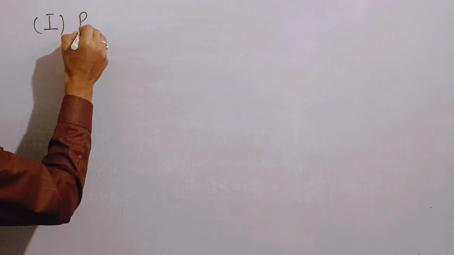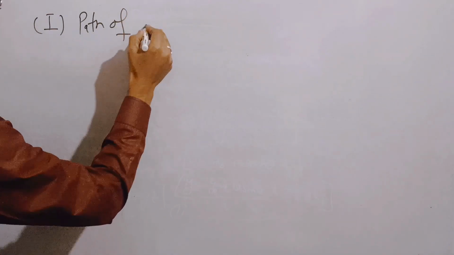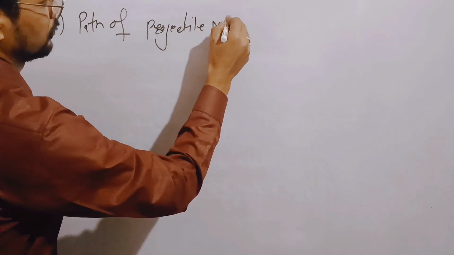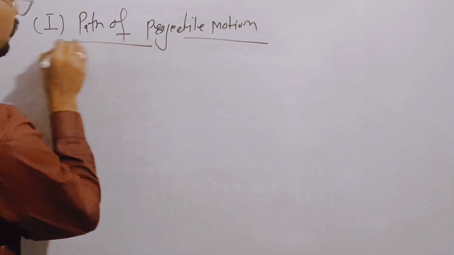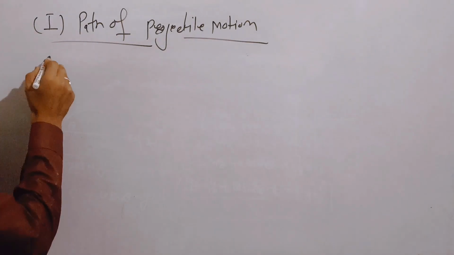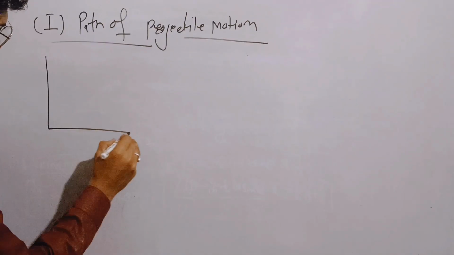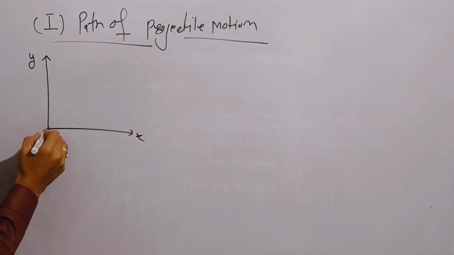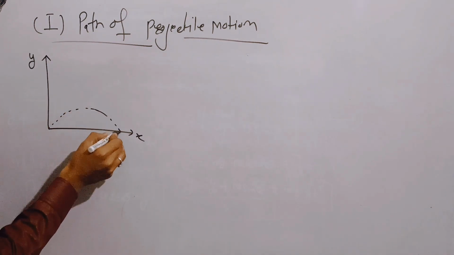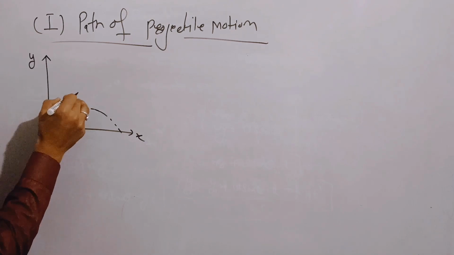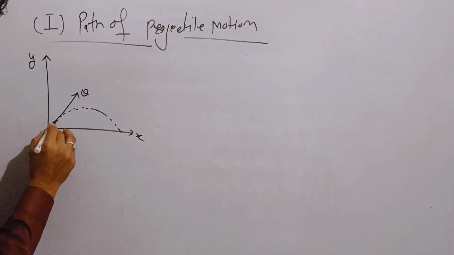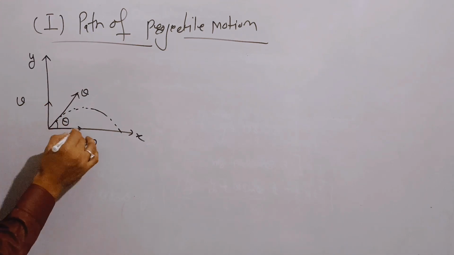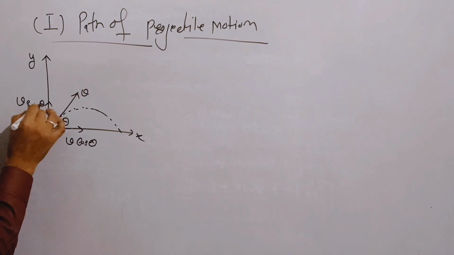So first is the path of projectile motion. This is the xy plane, and this is the projectile path, and this is the velocity of the object, and v cos theta and v sin theta are the components of the velocity in the x and y directions.